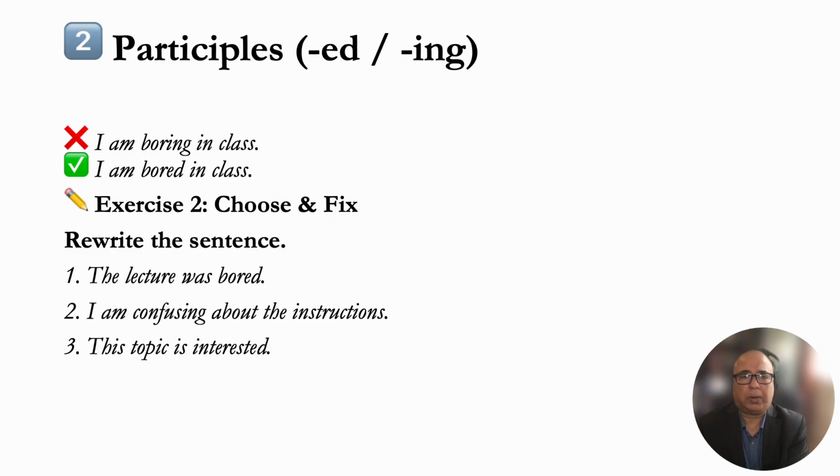Very good. All right, participles. I am boring in class and I'm bored in class. Do you know the difference between the two? My students always say, I'm not interesting. And they mean to say, I am not interested in this lesson or in this topic. I don't want to talk about this, Professor Warsi. I am not interesting. They mean to say, I am not interested.